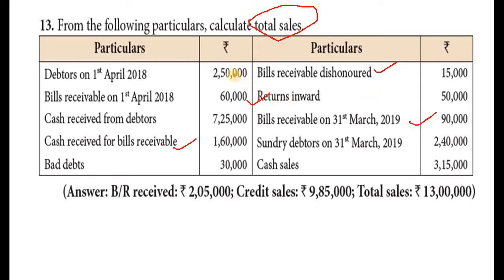And from the details of debtors, we have to find out what is missing. Opening balance of debtors we are having, closing balance of debtors we are having, returns inward, that is sales returns, that is available, bad debts is also available. What else is missing? We don't have information regarding credit sales, that is missing. And as far as cash sales, that will not come in the debtors account. For arriving at total sales, we have to add the cash sales with credit sales.